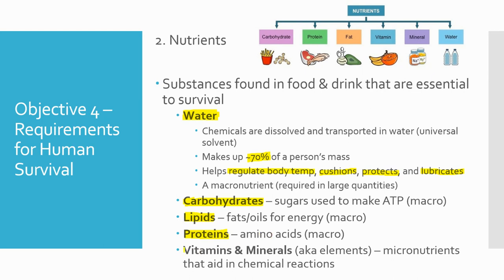And then micronutrients, which means we need them in smaller quantities, are vitamins and minerals. So things like vitamin D, vitamin C. Minerals are just elements. So anything that you can find on the periodic table, calcium, sodium, potassium, all of those are examples of minerals. So in order for us to survive, we have to eat and drink and get these nutrients from those foods.